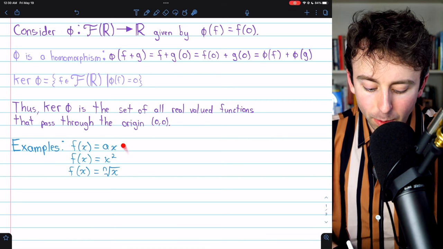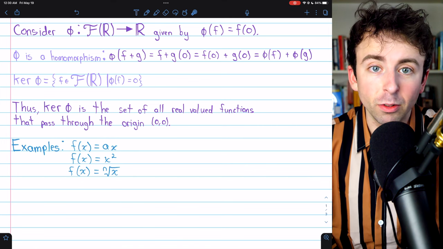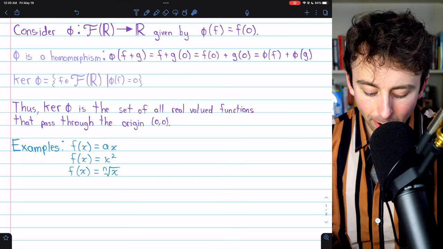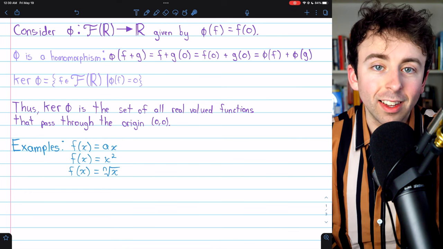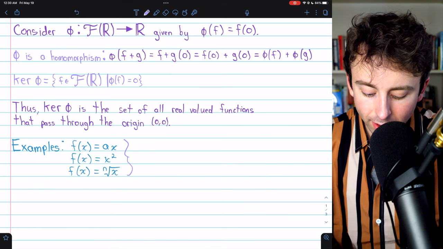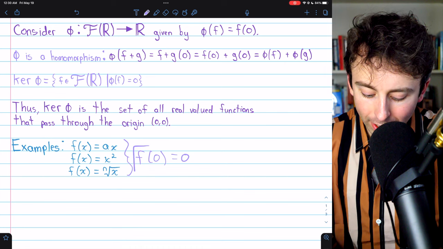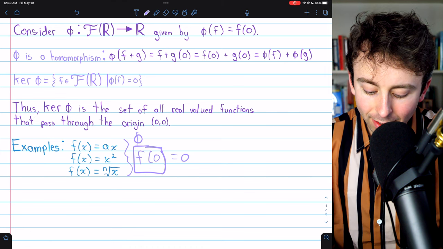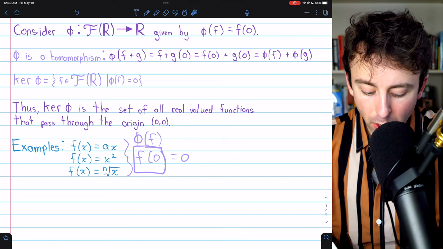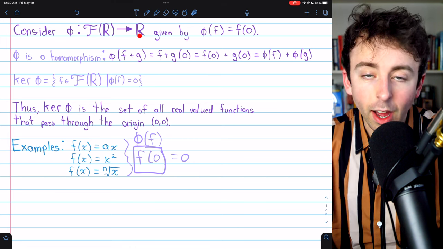And here are some examples of functions that would be in the kernel. These are some functions that pass through the origin. Any function ax, where a is a real number, x squared, and the nth root of x, any function like that, would also be in the kernel. And again, this is because all of these functions satisfy the equation f of 0 equals 0, where importantly, f of 0 is the image of the function under the homomorphism. The homomorphism would map all of these functions to 0, which is the identity of the codomain.